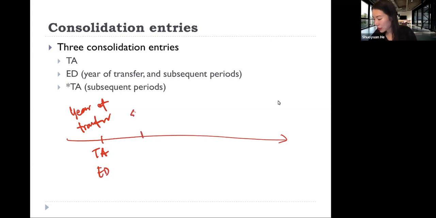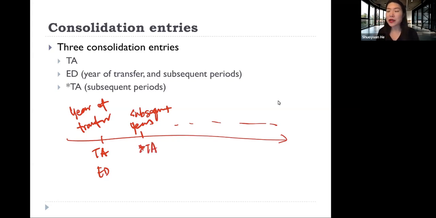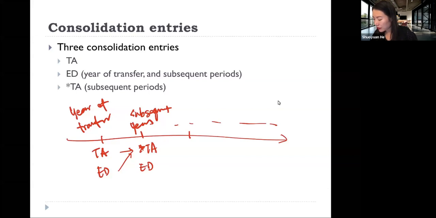And in all of the subsequent years, we need to make consolidation entry star TA. The purpose of star TA is basically to carry over the effect of TA and ED in the previous year. And in addition, we need to make the ED entry again. Then one year later, your star TA and ED becomes your new star TA entry, and we need to make another ED again. And then this goes on and on.